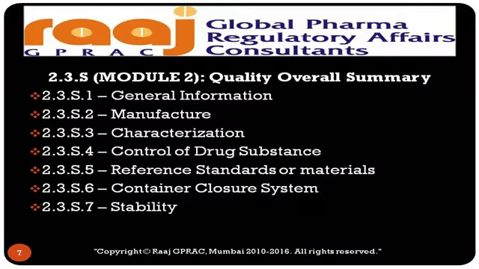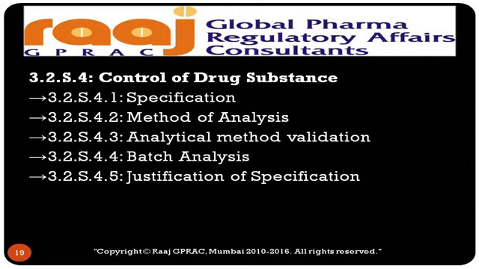So, till now we have discussed the S1, S2 and S3 parts. Now we will discuss S4, that is control of drug substance. Under this section you have to attach a specification, method of analysis, analytical method validation as per ICH Q2, batch analysis and justification of specification. We will discuss each one of them and the special checks to be considered under this section.